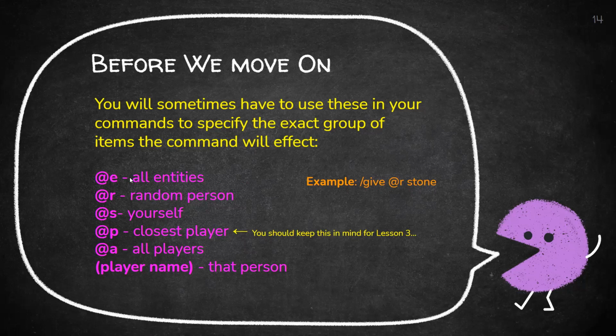All right, so @e just means all entities. Again, entities mean any living thing in Minecraft. @r means random person. @s means yourself. @p is the closest person. This is going to be pretty important in lesson 3 when learning about command blocks. And then @a is all players. And then the last one without the @ symbol is player name, as we did before, right?